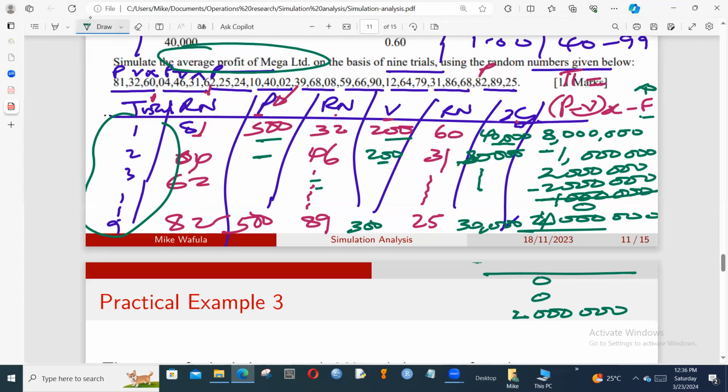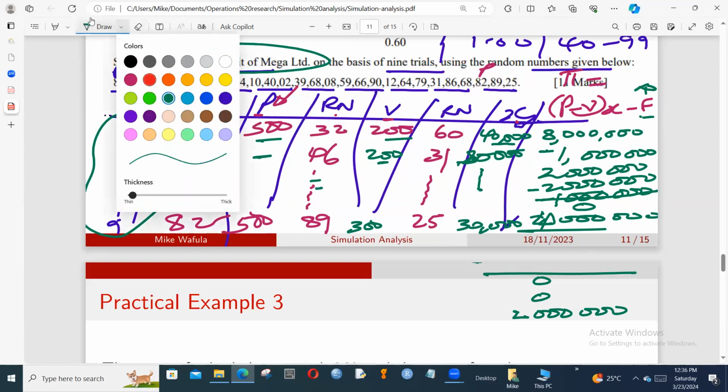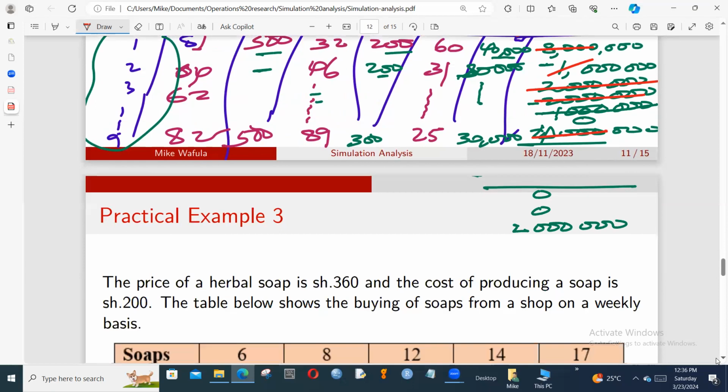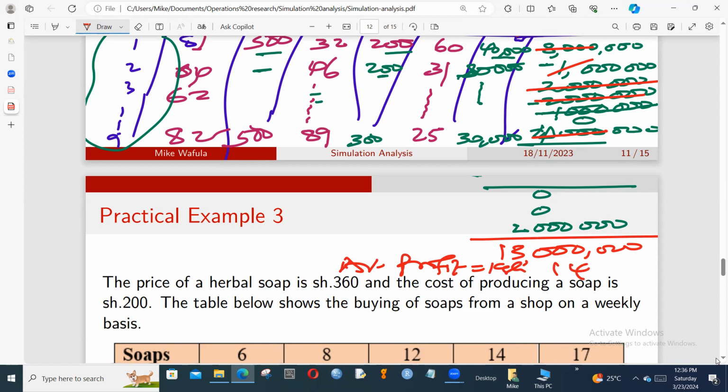So probably that is where some of us made a mistake. This one and this one cancel. This 4, 12, this is 11 million, plus 2, so you are getting 13 million total. Then you divide that by 9. So the average profit is now what? 1,404,000, and another 4.